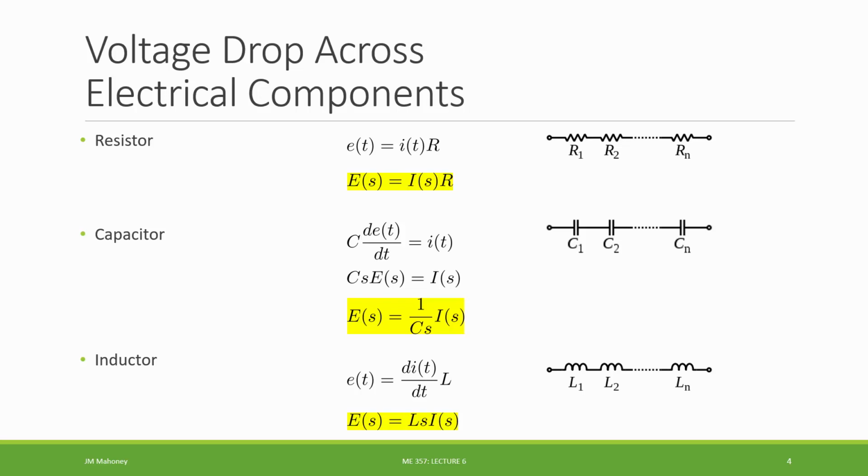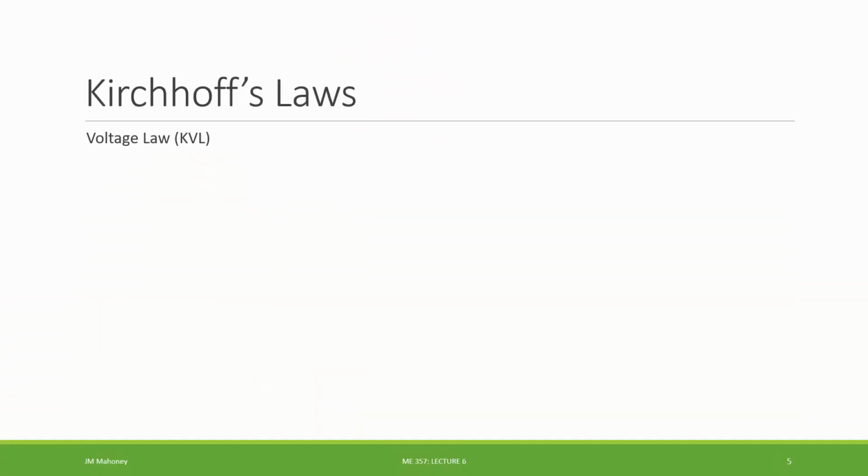Now, how do we use these elements to actually generate equations? We're going to be starting by looking at Kirchhoff's laws as a way of generating equations that incorporate these different elements that we're going to be able to put together to get our desired transfer function. So we'll start with the Kirchhoff Voltage Law, or KVL. And this is going to work on any closed loop in a circuit.